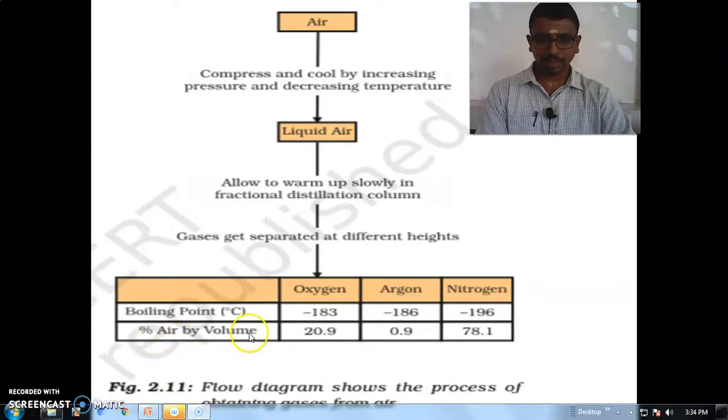And the percentage of air by volume: for oxygen the percentage is 20.9, for argon it is 0.9, and for nitrogen it is 78.1 percent. So in air, the oxygen, argon and nitrogen percentages are these. With the help of fractional distillation, we can separate the oxygen, argon and nitrogen.